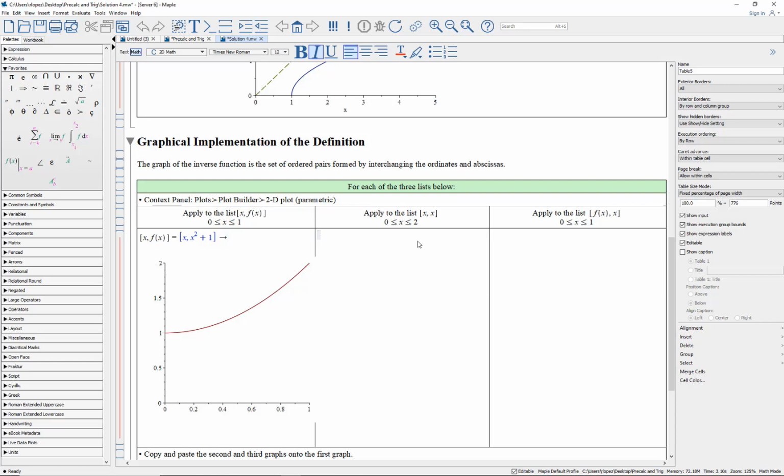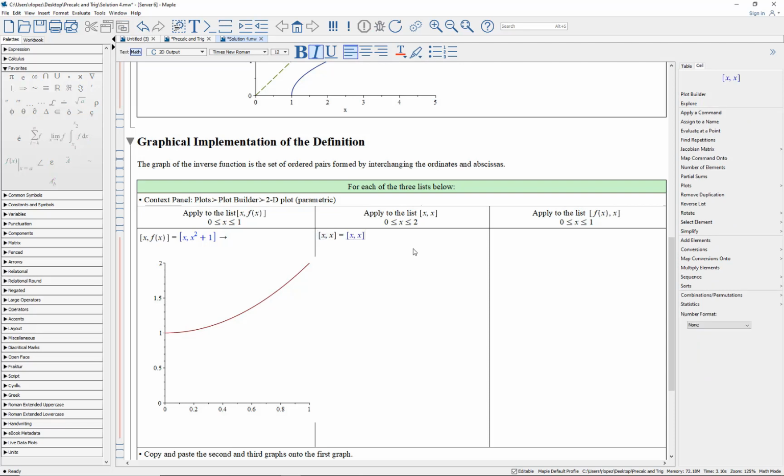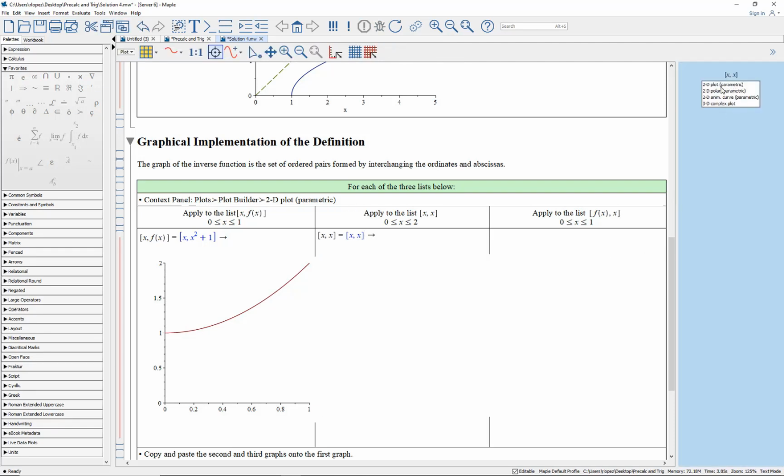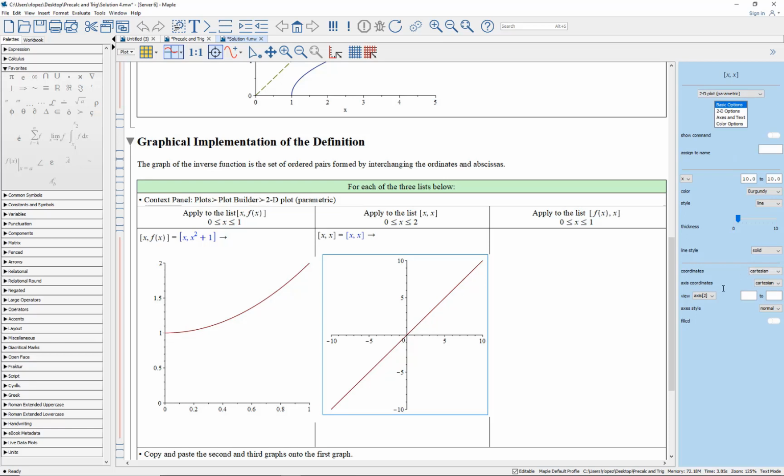Now, the 45-degree line is x, x. So let's just do x comma x, control equal, and let's draw the 45-degree line the same way. Plots, plot builder, 2D parametric plot. Let's have x start at 0. Let's let it go to, say, 2. And let's have the frame go from 0. Let's try 2, see if that's any good. Okay, so there is the 45-degree line.